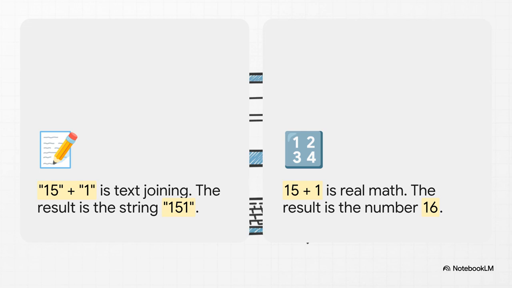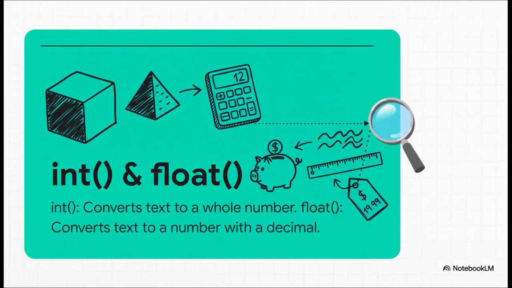On the left, when you try to add the text 15 to the text 1, Python just smushes them together to get 151. That's something called concatenation. But what we want is what's on the right, real, actual math, where the number 15 plus the number 1 gives us 16. So say hello to our translators, int and float.